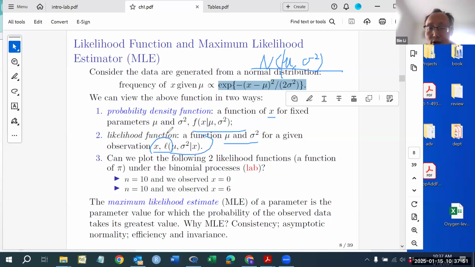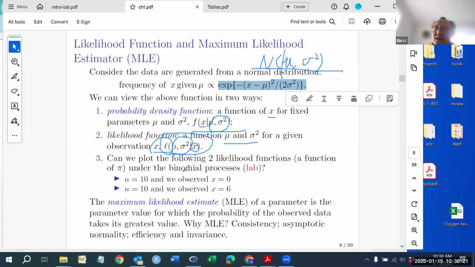But the likelihood function is a function of this. So what does that mean? That means in the PDF, mu and sigma square are fixed, but x is changed; x is a variable. But for the likelihood function, x is fixed, and mu and sigma square are random variables. So the idea is very different.